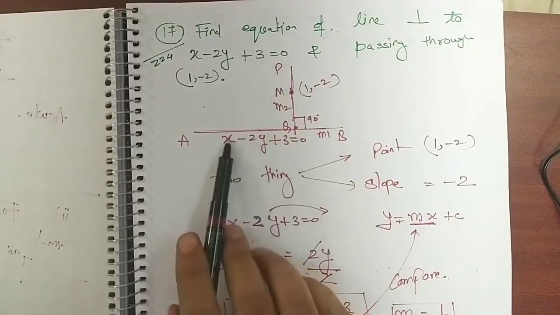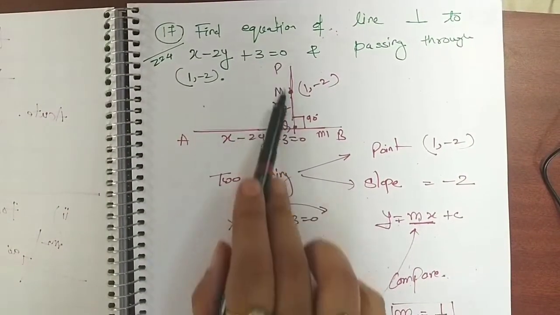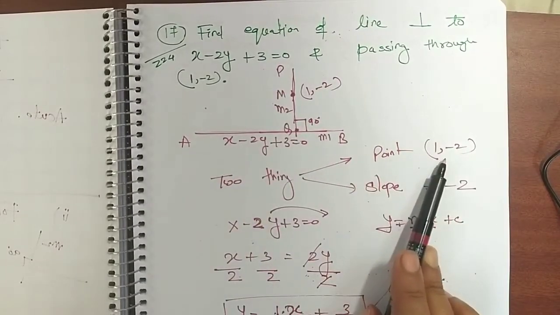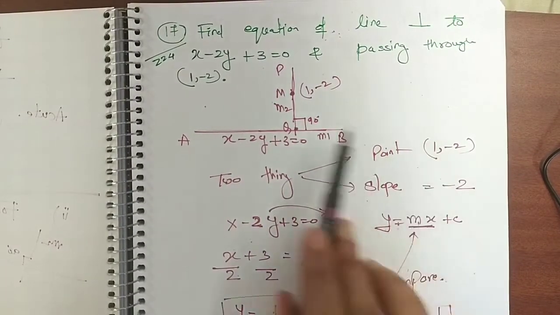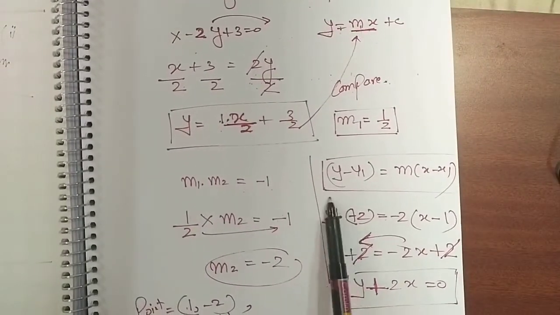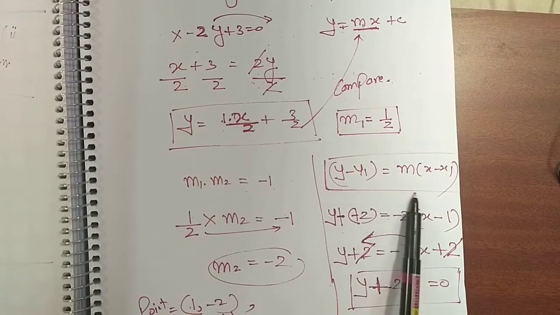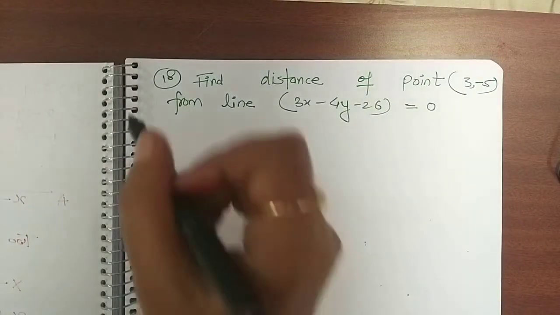So what information am I using here? This line I am using to get the slope of the PQ line, and the point is already provided. If I know the slope and I know the point, I am using the point-slope form of the equation, which is this. Okay, let's do one more question, number 18.